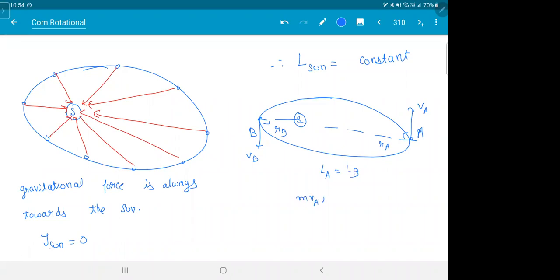M VA RA equals M VB RB. VA is v, RA is 5R, VB is unknown, RB is R. So VB is 5v. That's it. Straightforward. V into R is constant. So here the concept is the gravitational force is always passing through the sun. Therefore, the torque about the sun is 0. Therefore, angular momentum is always constant in that ellipse.